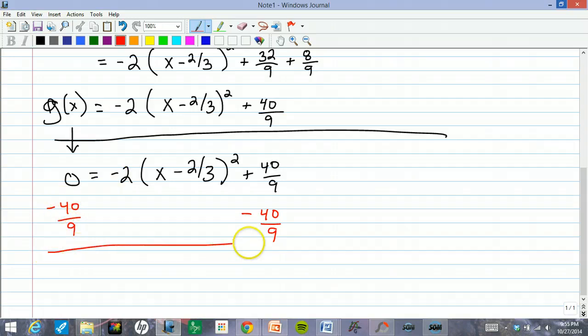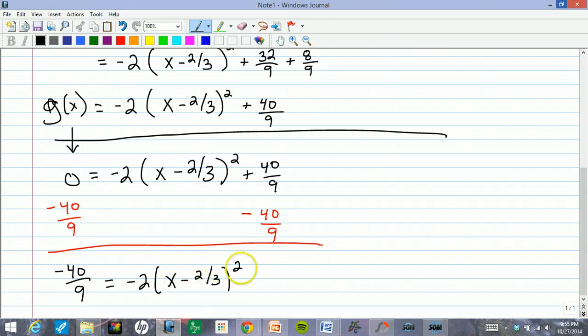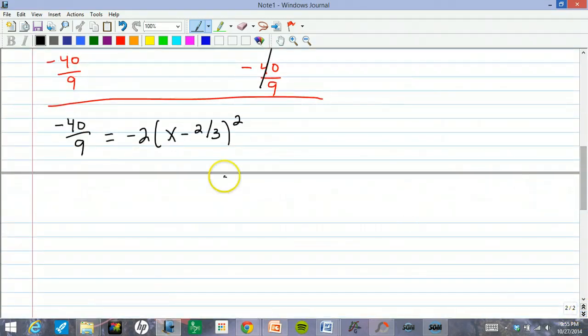And what do I end up with? Negative 40 ninths on the left is negative 2 times x minus 2/3 squared. That makes a 0. I need a new page. x times negative 2/3 squared, then times negative 2. Undo that by dividing both sides by negative 2.